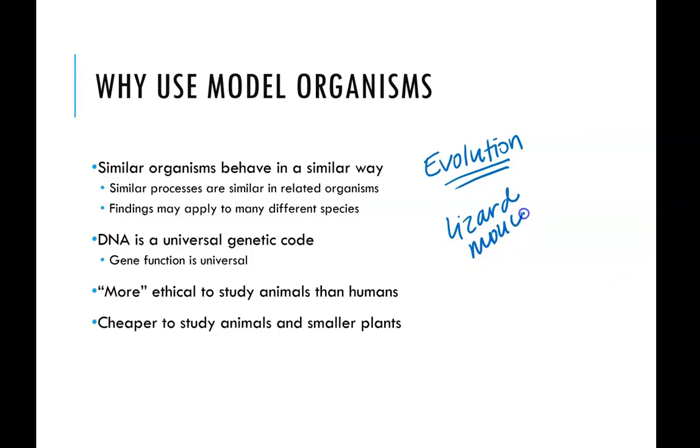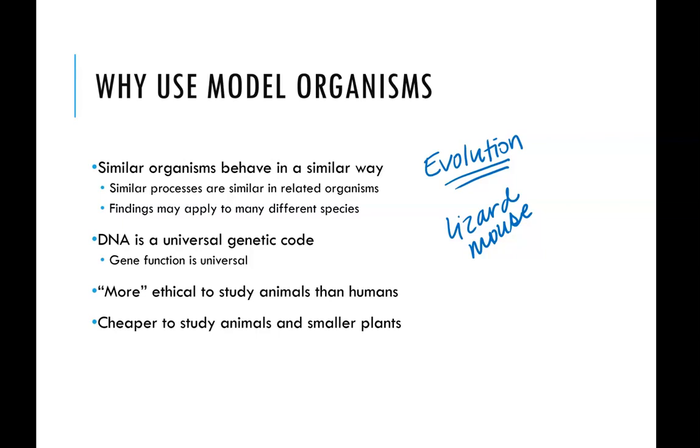Now, if you get down to some more specific animals, say something like a lizard or a mouse, you might choose to study a mouse if you are thinking about humans, because mice are more closely related to humans because we're all mammals. So because we're mammals, our systems are going to be more similar to one another than we are, say, to a lizard or maybe a chicken.